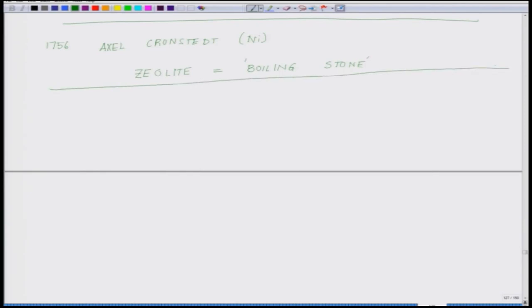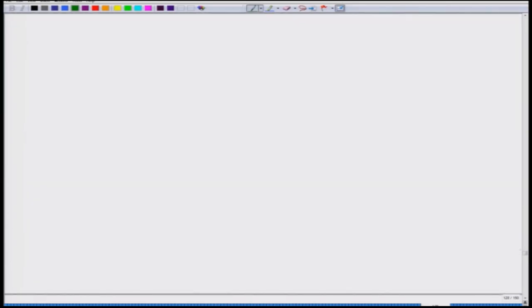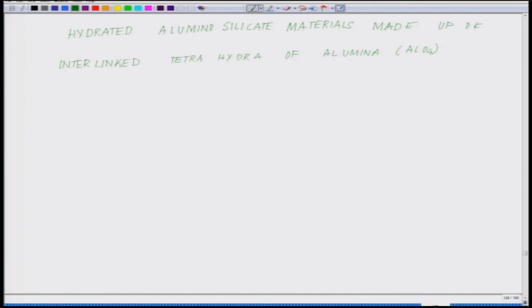Now, let me put down some details about zeolite, because this will come in handy while we talk about catalytic cracking. These zeolites are basically hydrated aluminosilicate materials, made up of interlinked tetrahedra of alumina, or AlO4, and silica, which is very abundant in the earth's crust, SiO4.